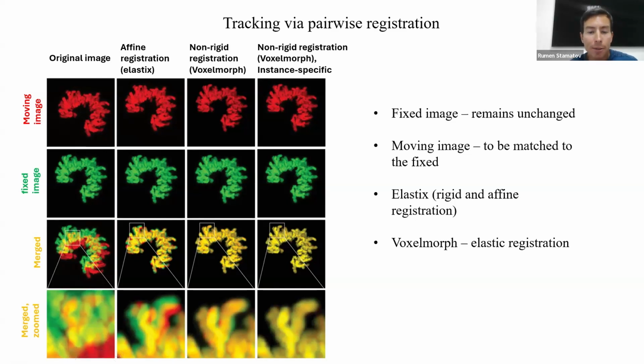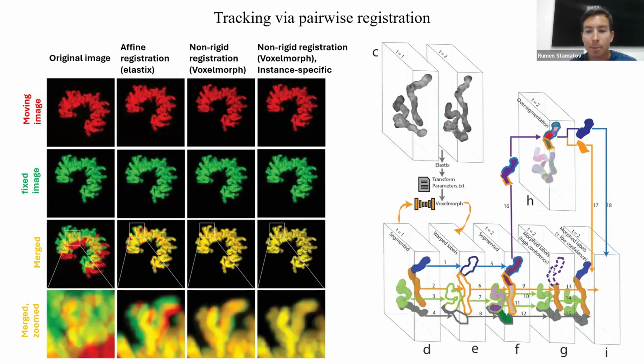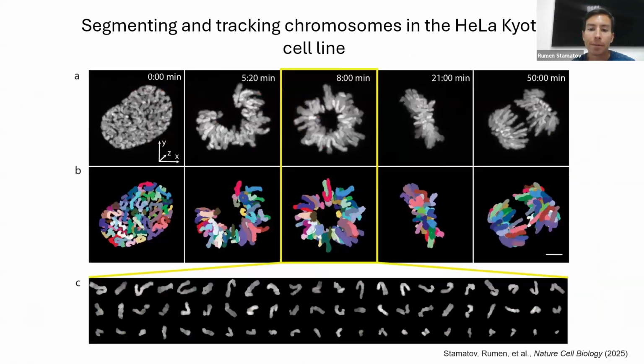So this method allows us now to track the structure by this complicated looking graph, but actually it has a very simple idea. So we take the current segmentation masks, we transfer them to the next time point, and if they match, they match. So the process is complete. If they don't, if a specific chromosome doesn't match well, then we do an additional step, this here on H, where we do additional splitting of this chromosome. So one segment can match to one chromosome, another segment can match to another.